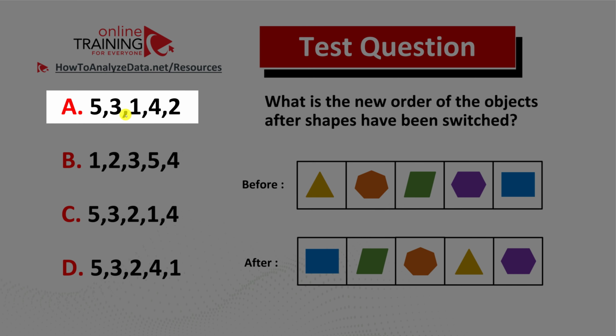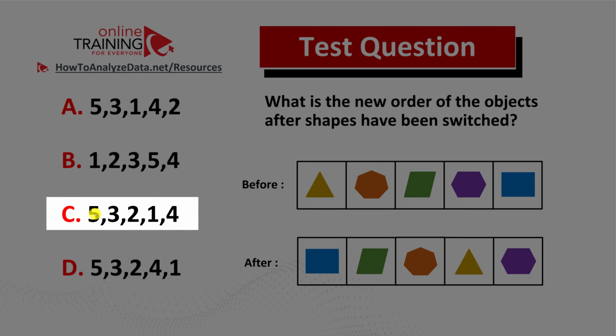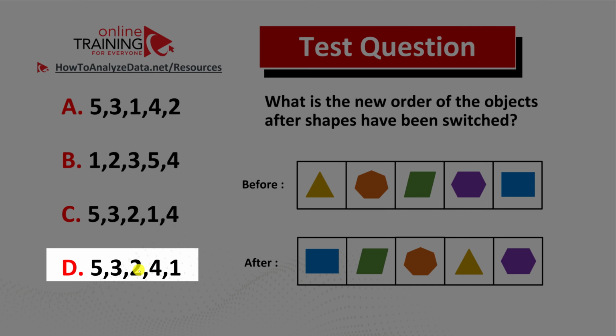Choice A, 5, 3, 1, 4, 2. Choice B, 1, 2, 3, 5, 4. Choice C, 5, 3, 2, 1, 4. And choice D, 5, 3, 2, 4, 1. Do you think you know the answer?